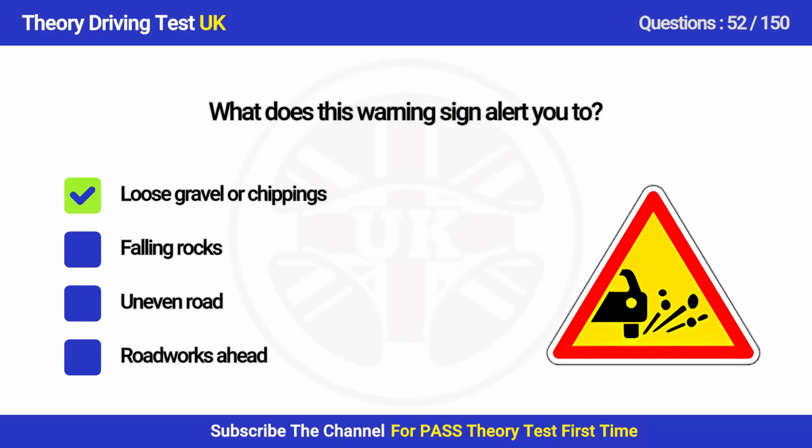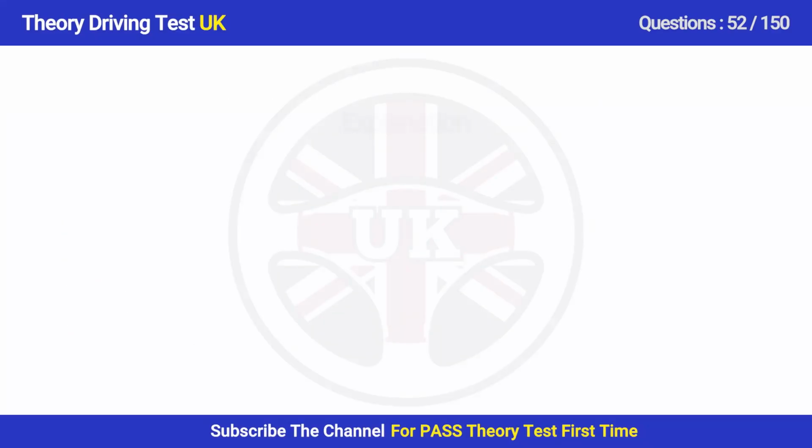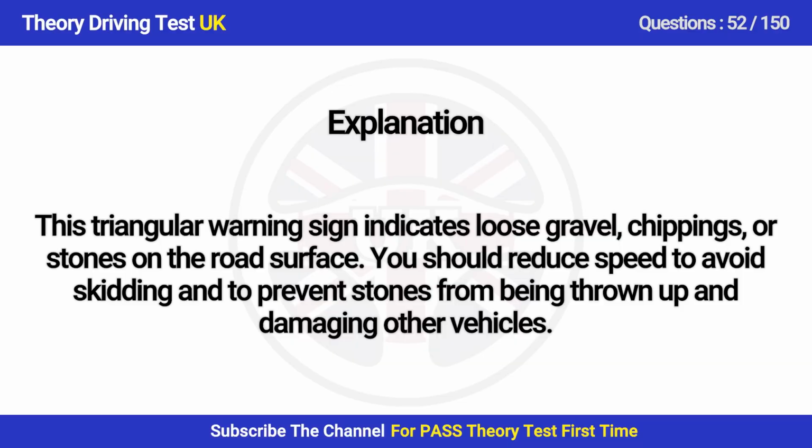Answer is A. Loose gravel or chippings. This triangular warning sign indicates loose gravel, chippings, or stones on the road surface. You should reduce speed to avoid skidding and to prevent stones from being thrown up and damaging other vehicles.